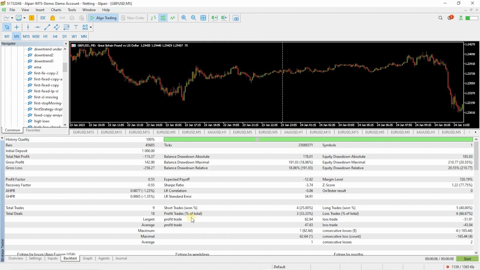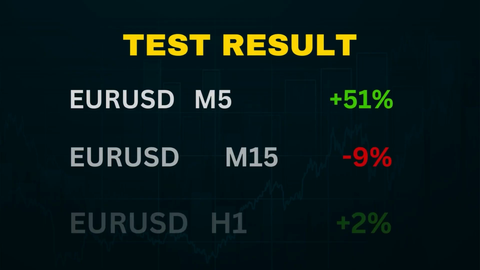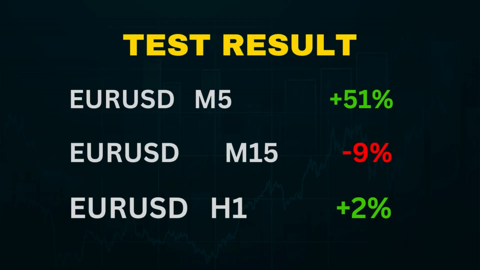So I can say this strategy doesn't work all the time. It may work sometimes, but it's not reliable and can't be profitable. So here's the result of the test. For euro for 2023 we had 51% profit in M5 charts, minus 9% in M15, and 2% profit in hourly chart.